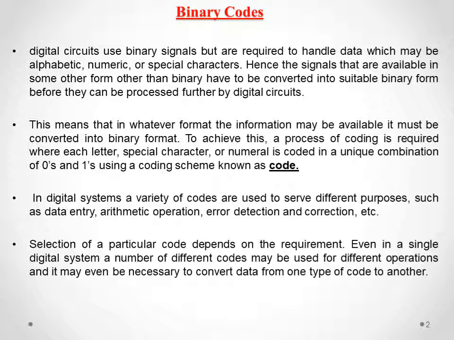In digital systems, a variety of codes are used to serve different purposes such as data entry, arithmetic operation, error detection and correction, etc. The selection of a particular code depends on the requirement. Even in a single digital system, a number of different codes may be used for different operations, and it may even be necessary to convert data from one type of code to another.